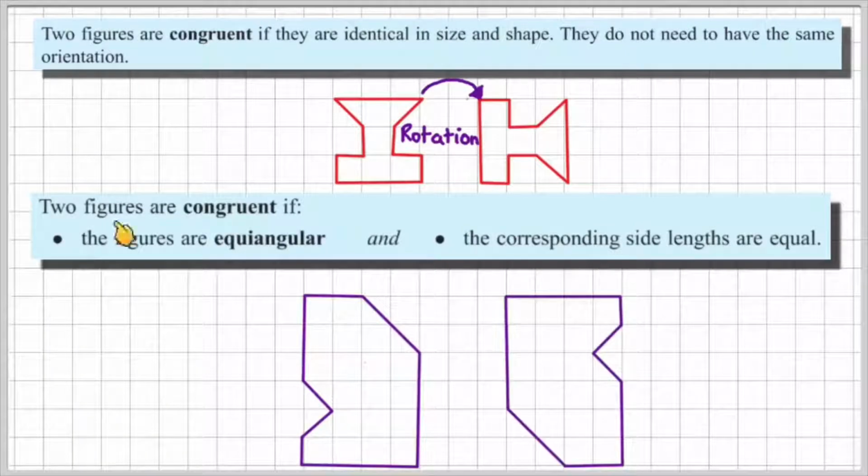Furthermore, two figures are congruent if the figures are equiangular and the corresponding side lengths are equal. So here you can see that the two shapes are congruent. They're the same size and have the same angle property. They're just a rotation of each other. The figures are equiangular and the corresponding side lengths are equal.